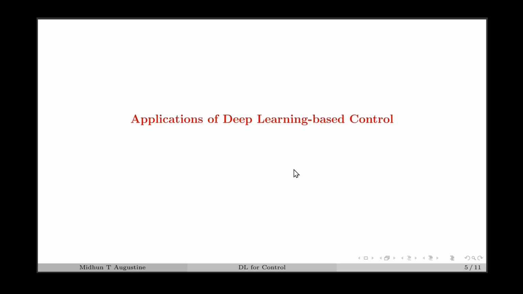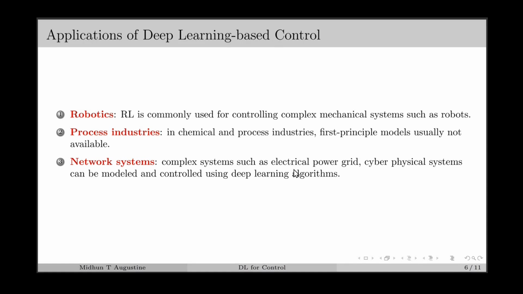Next, we move on to some of the applications of deep learning based control algorithms. Deep learning based control and reinforcement learning are commonly used for controlling robots. These are complex mechanical systems for which a first principle model may not be able to capture the entire dynamic behavior. And the first principle model may not be accurate and fast enough to solve the problem. So therefore, RL algorithms or deep learning based control schemes are used for controlling robots.